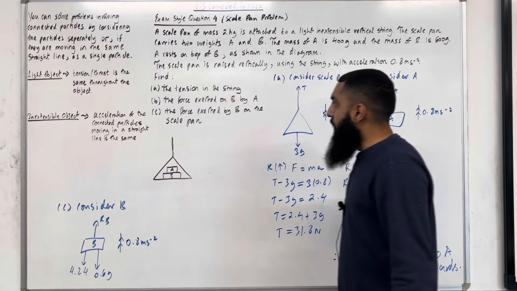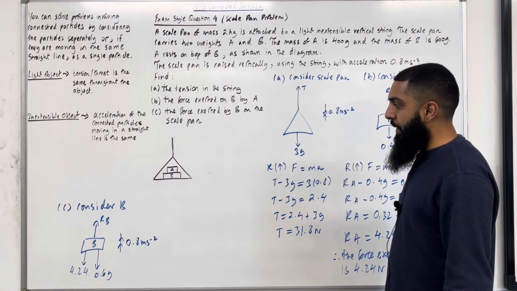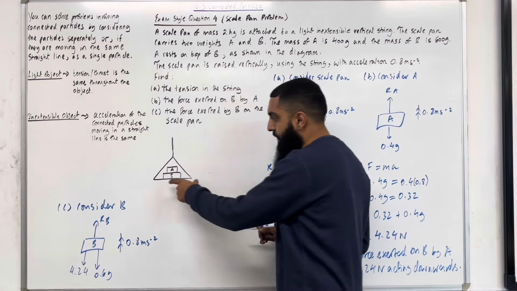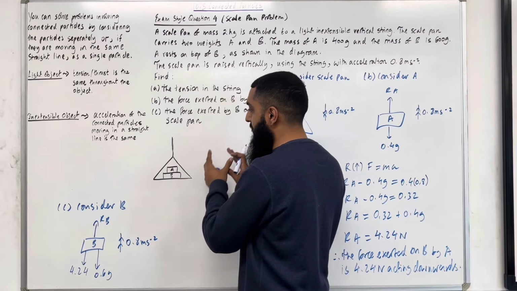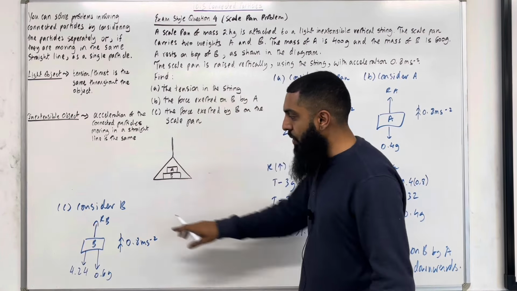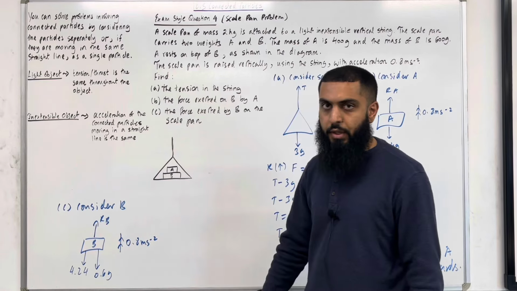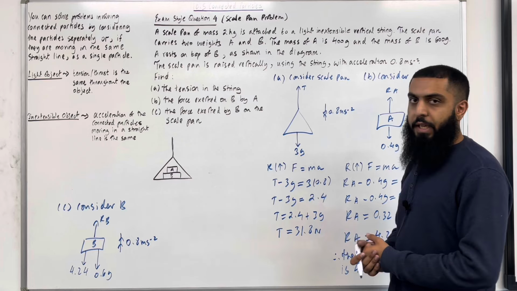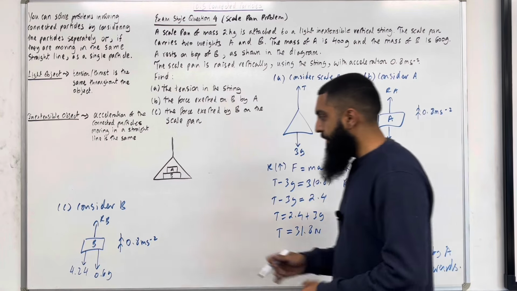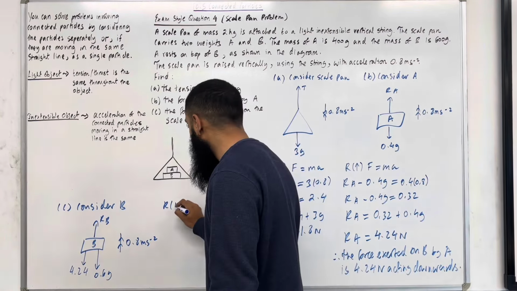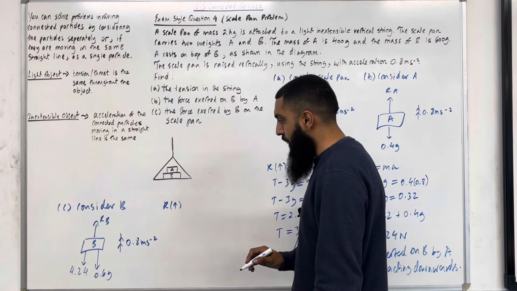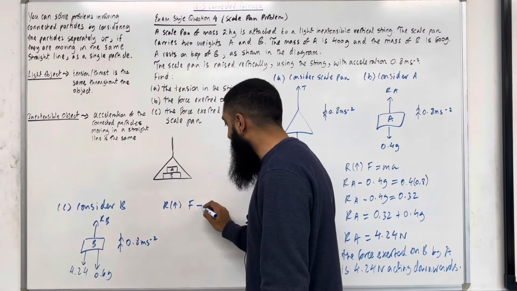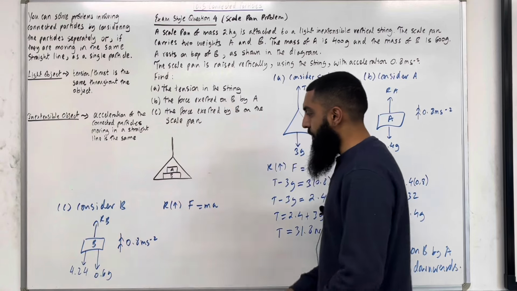We want to find the force exerted by B on the scale pan. Now, for B to remain on the floor of the scale pan as the scale pan accelerates vertically upwards, we must have a force equal to RB acting in the opposite direction. So essentially, the force exerted by B on the scale pan is RB. We want to calculate RB. So I'm going to resolve vertically, taking upwards to be the positive direction, and I'm going to use F equals ma to generate the equation of motion.